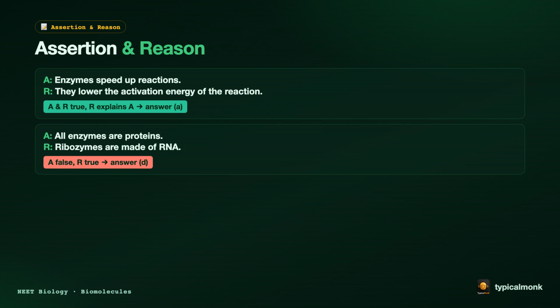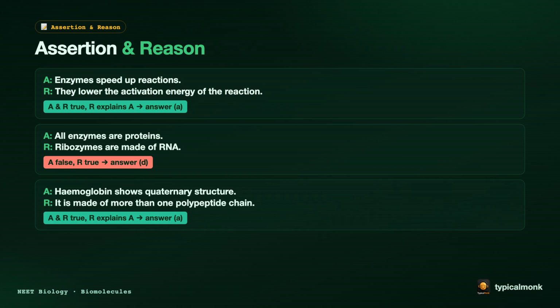First, A: enzymes speed up reactions. R: they lower the activation energy of the reaction. Both are true, and R explains A, so the answer is A. Second, A: all enzymes are proteins. R: ribozymes are made of RNA. Here A is false, but R is true. So the answer is D.